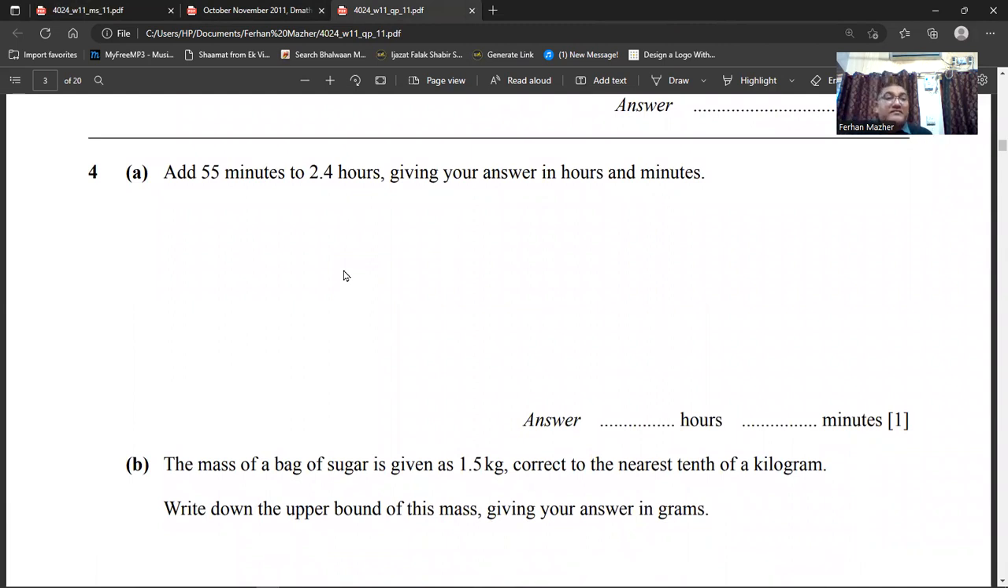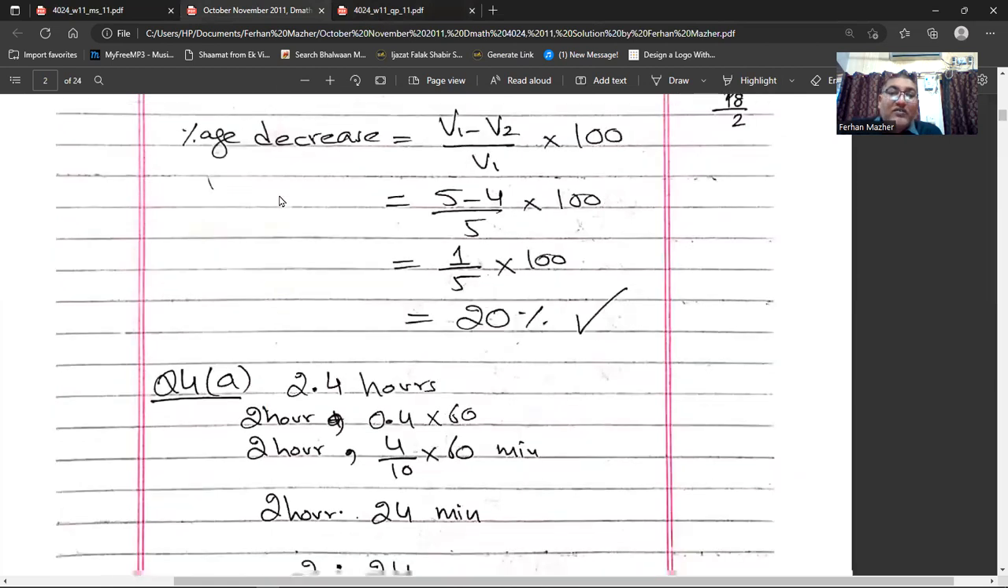It's A part. Add 55 minutes to 2.4 hours, giving your answer in hours and minutes. Okay, 55 minutes. Okay, they are in minutes. 2.4 hours. This is 2 hours. And you multiply 0.4 with 60, and you will get the minutes. And then you can add both the times, and you will find the total.